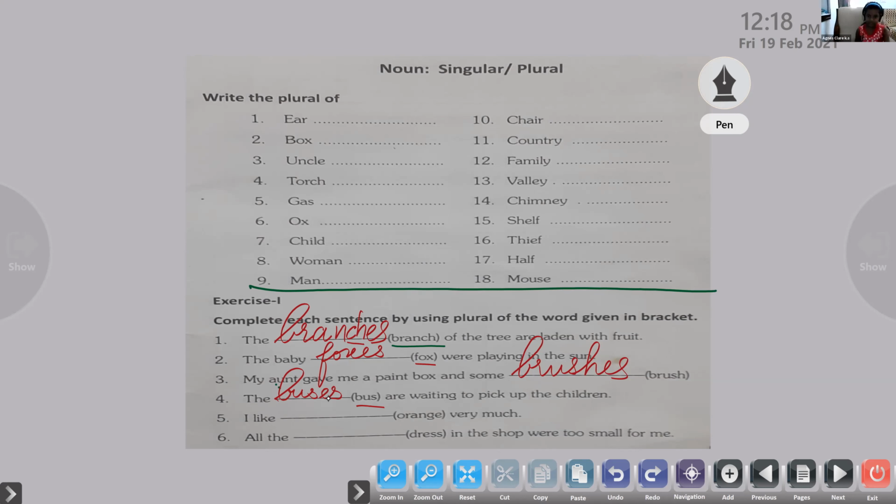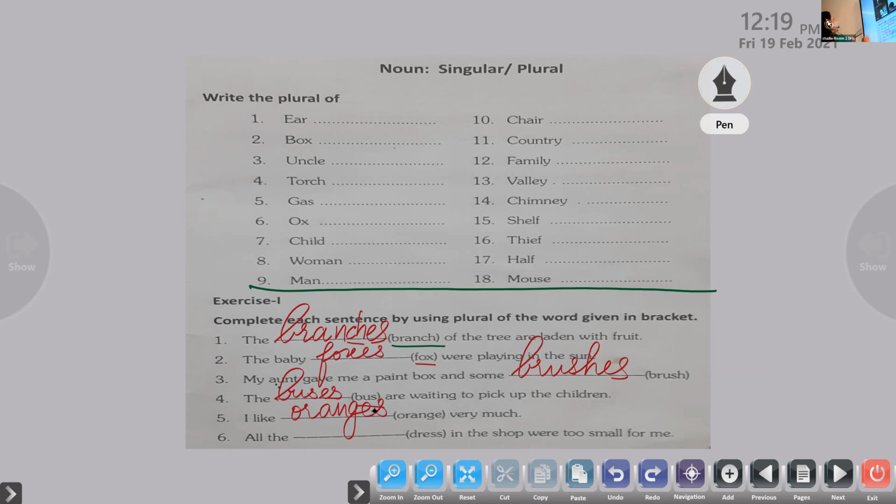So please go through it. Only through practice we can do it. Emmanuel, are you there? Yes, come on, do the 5th question. Read the question quickly, children. Read the question. I like dash very much. I like oranges very much. So what do we have to do? We have to just add S at the end of the word.